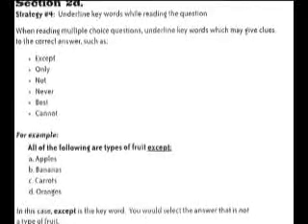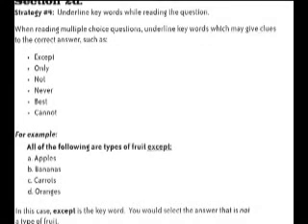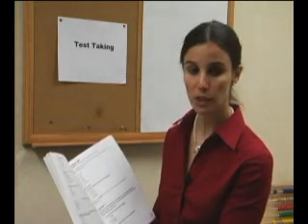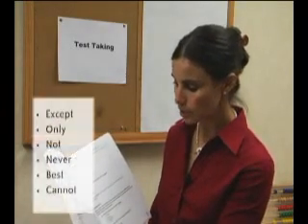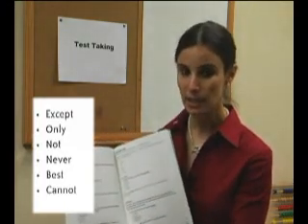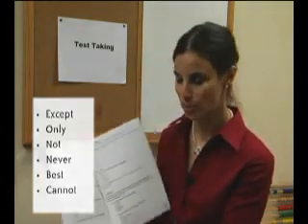Section 2D goes into our 4th multiple choice strategy. It tells us to underline key words while reading the question. Oftentimes, just one key word can throw off the entire answer. For instance, different key words like except, only, not, never, best, and cannot can completely change the question that's being asked. Let's look at an example.